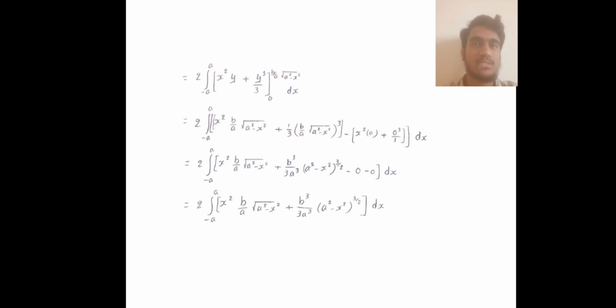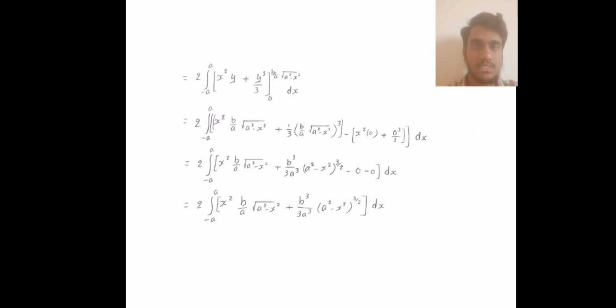Now 2 integral minus a to a, the integration of 1 dy is y, so x square y, and the integration of y square is y cube by 3. The limits are from 0 to b by a root of a square minus x square, into dx. We substitute y with the upper limit: x square into b by a root of a square minus x square plus 1 by 3 into b by a root of a square minus x square whole cube, minus, now substituting the lower limit, x square into 0 plus 0 cube by 3, into dx.